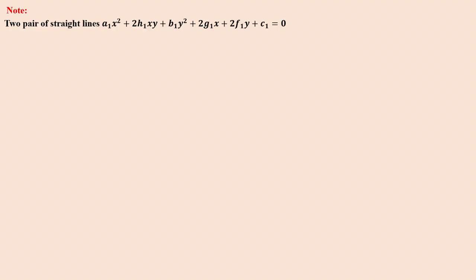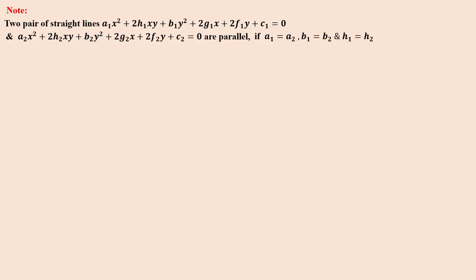We'll see some note. If two pairs of straight lines a1x square plus 2h1xy plus b1y square plus 2g1x plus 2f1y plus c1 equal to 0 and a2x square plus 2h2xy plus b2y square plus 2g2x plus 2f2y plus c2 equal to 0 are parallel, then a1 equal to a2, b1 equal to b2 and h1 equal to h2.